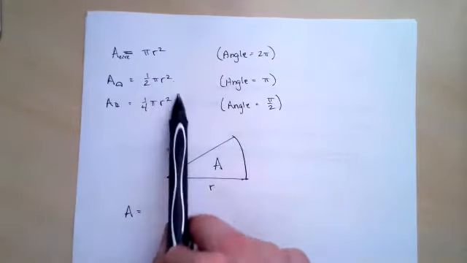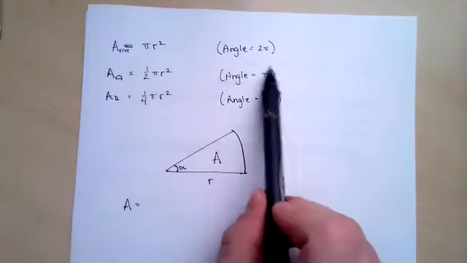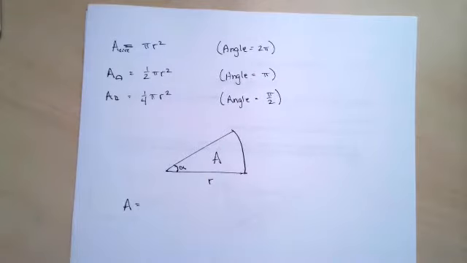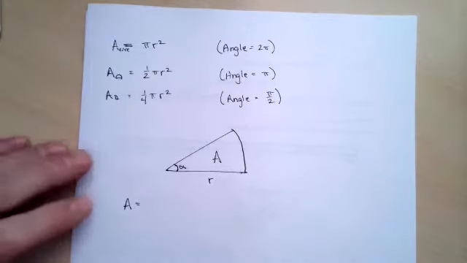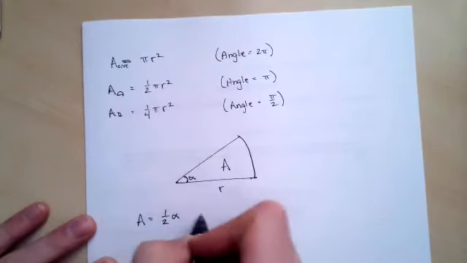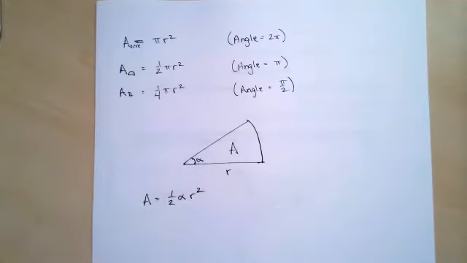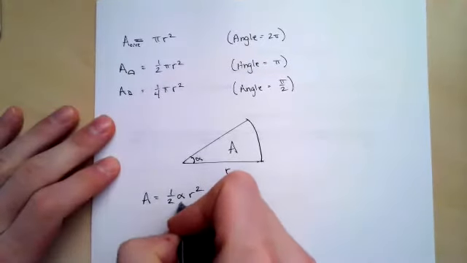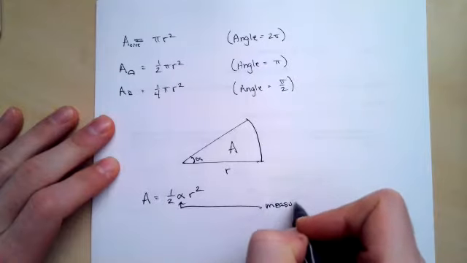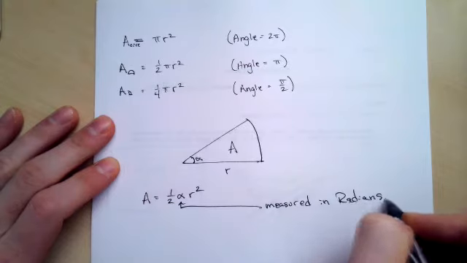So the r squared's hanging out every single time. The angle, how does this constant relate to the angle? It's usually half. Half, exactly. So 1/2 times the angle times r squared is our area formula. And again, measured in radians.